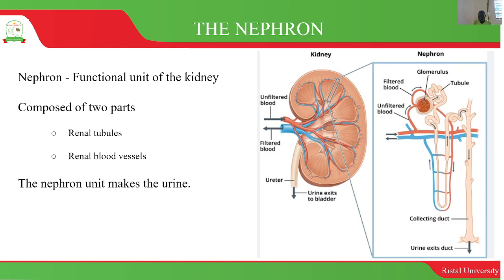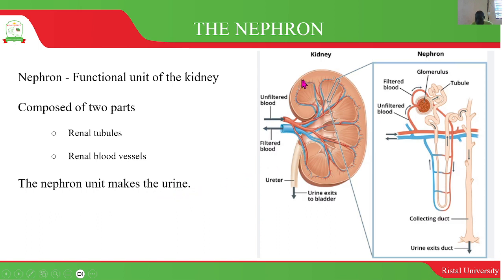Let's look at the nephron, which we say is the functional unit of the kidney. The nephron is composed of two parts. We have the renal tubules and then the renal blood vessels. The nephron unit is the one that produces the urine.